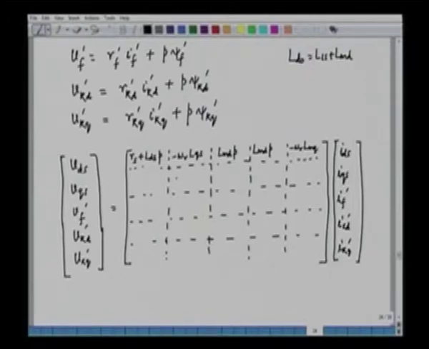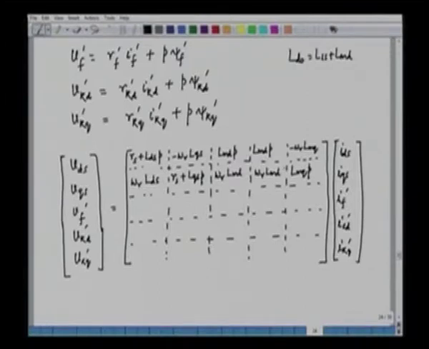Similarly, the second row would be RS plus LQS P. Now, we have the coupling with the Q axis. This is LMQ P, and then we have the speed induced EMF or the rotationally induced EMF, omega r LDS, omega r LMD, omega r LMD.